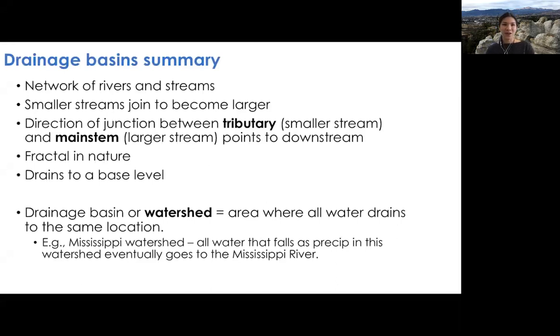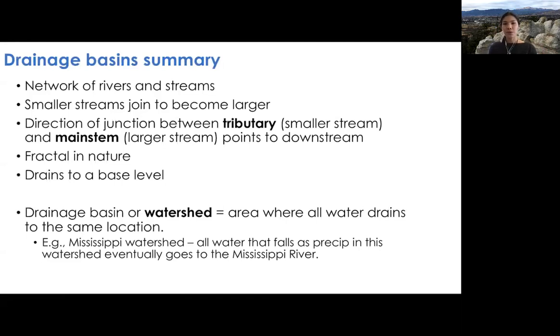So a drainage network is going to be a network of streams and rivers, again defined by having those defined banks and a width and a depth. They're characterized by smaller streams that join together to become larger streams. There are many more smaller streams than there are larger streams.